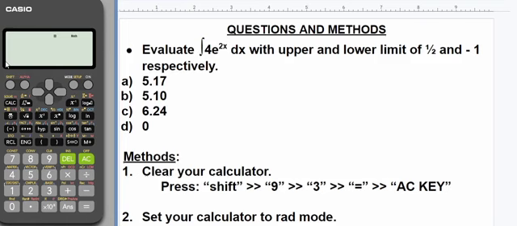So in clearing your calculator, what are you to do? I said you should press shift 9 3 equals to AC. Please, you don't actually need to master all of this. All of this is actually practice. When you keep practicing it and practicing it, you're going to get used to it.